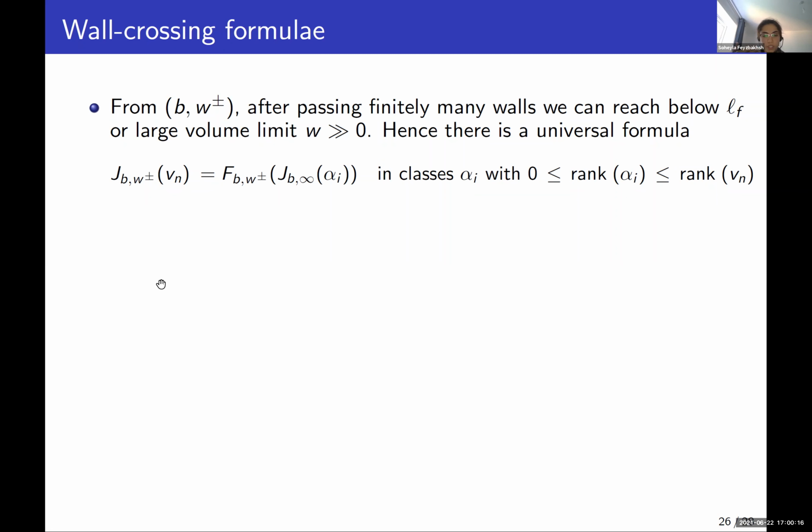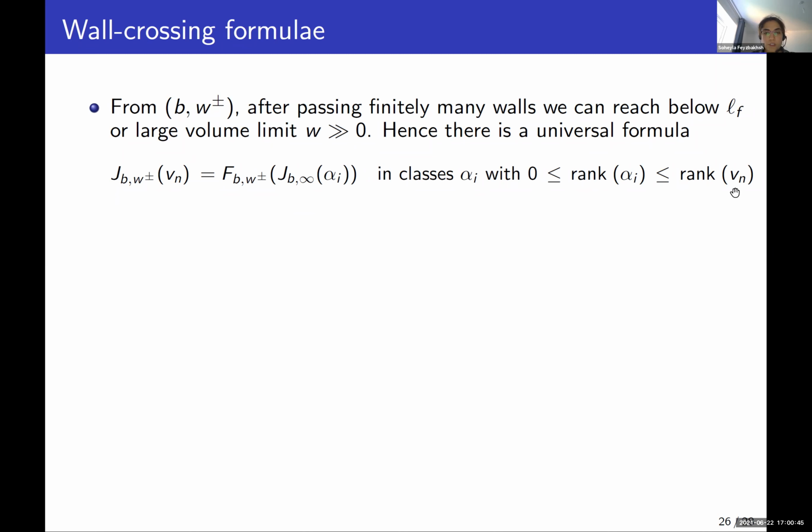And since we know that walls are either of type one or type two by induction on discriminant and rank, we can show that there is a universal formula that writes JBW plus minus of Vn in terms of JB infinity of alpha I, which counts tilt semi-stable sheaves of that class alpha I, where the rank of alpha I is always smaller than or equal to the rank of Vn, which is R minus one.